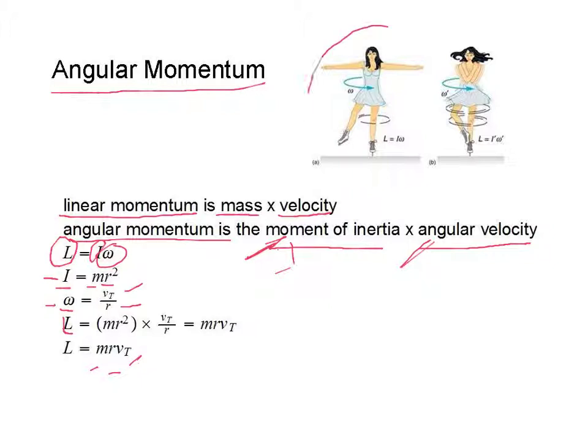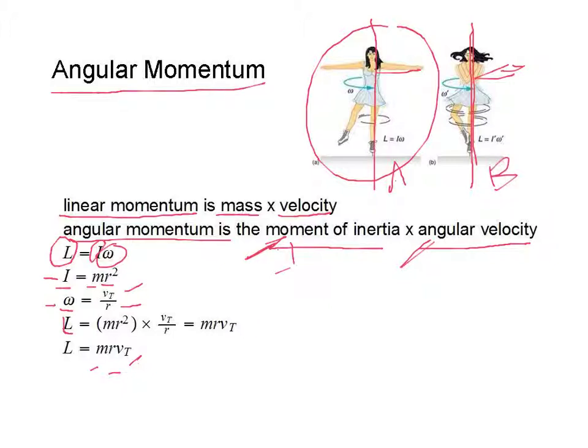In the case of our ice skater here, in situation A, her arms are outstretched and she spins with a certain velocity. If she pulls her arms in, her mass is the same, but her radius has decreased, the mass being closer to the center of rotation, and it's easier for her to turn. She spins more quickly, and the reason she does is because the angular momentum is conserved.